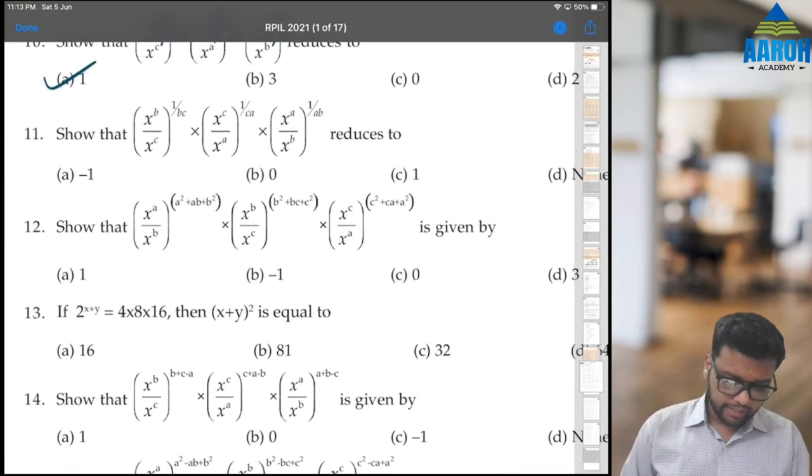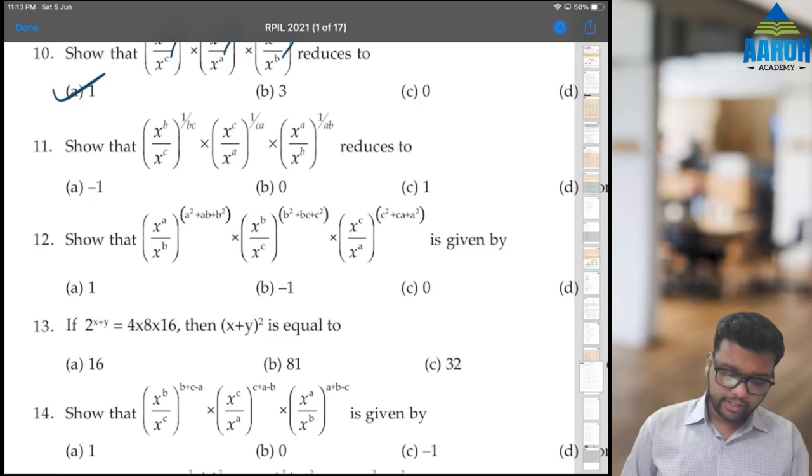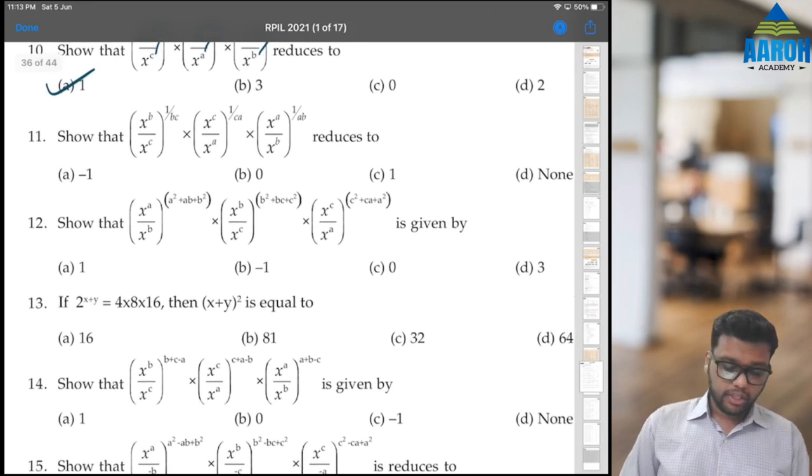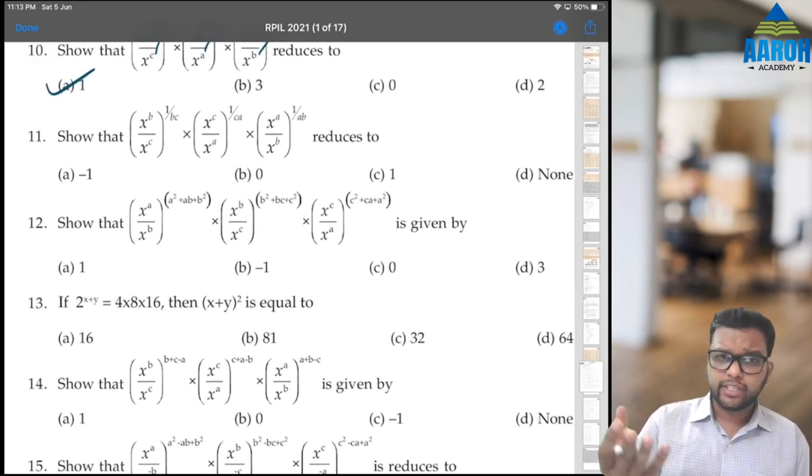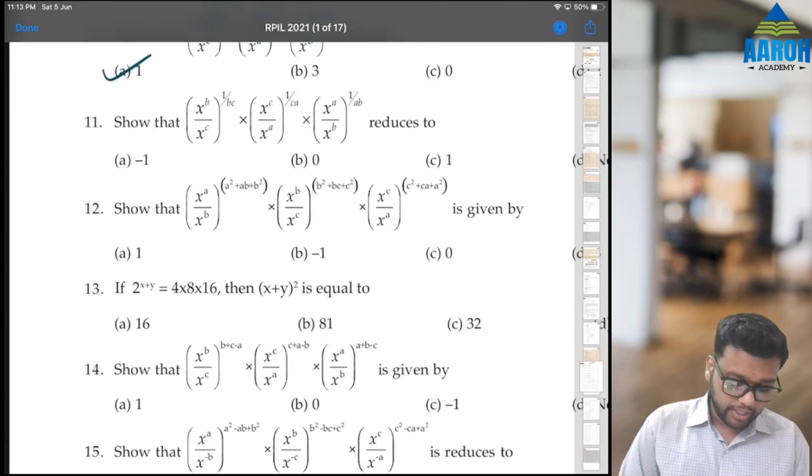Let's solve one more. 11th. Show that this reduces to. Now here also if you go to solve, that is going to become complicated. So let's try to put values, a as 1, b as 2, c as 3.